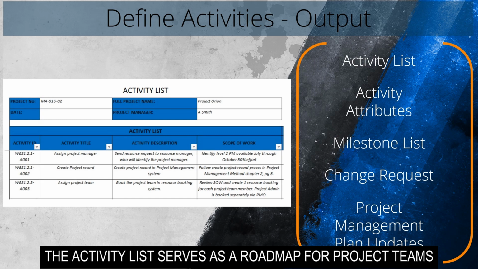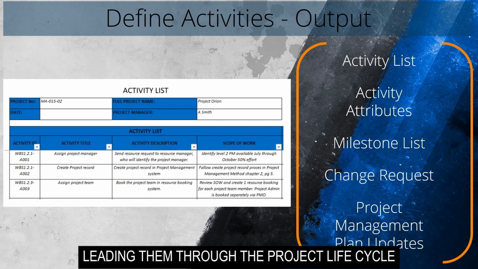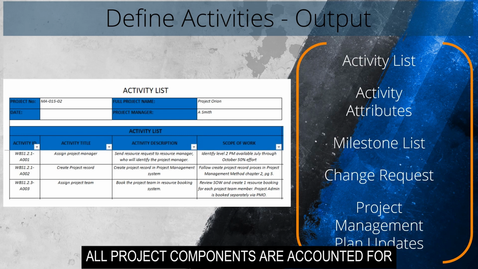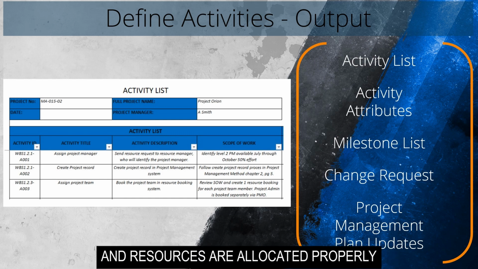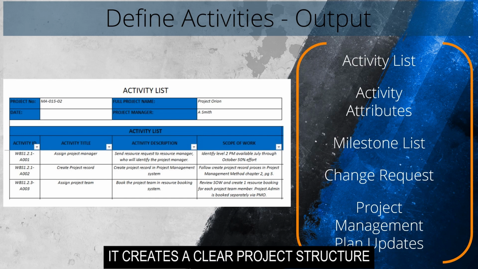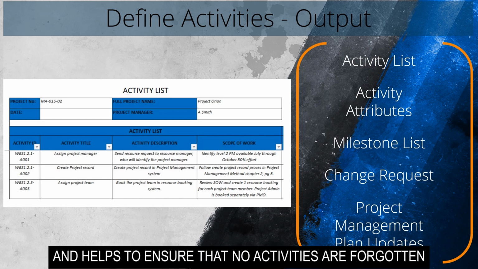The activity list serves as a roadmap for project teams, leading them through the project lifecycle and ensuring that all project components are accounted for and resources are allocated properly. It creates a clear project structure and helps to ensure that no activities are forgotten.